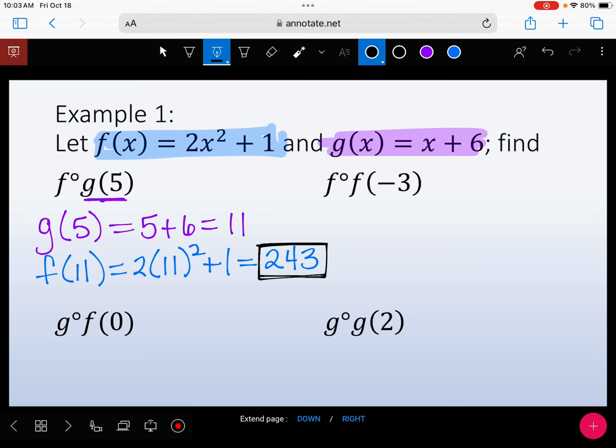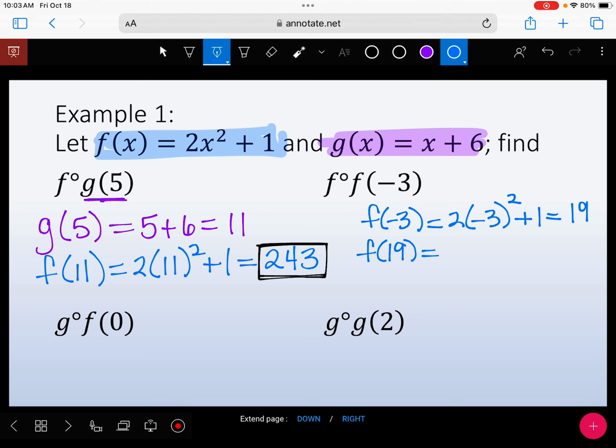So now let's find f of f of negative 3. I'm using the same function twice. I'm going to start by finding f of negative 3, which would be 2 times negative 3 squared plus 1. When you type that in your calculator, you get 19. We're going to take that answer and put it into the same function again. And our final answer would be 723.